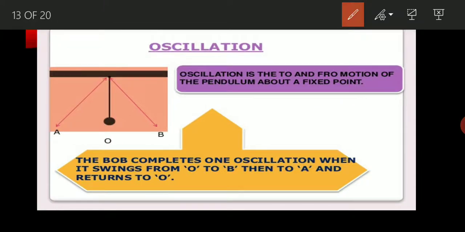Now the bob completes one oscillation when it swings from O to B, then to A, and then returns to O. Again, if it moves from O to B, then B to A, and then again to O, this will be one complete oscillation.